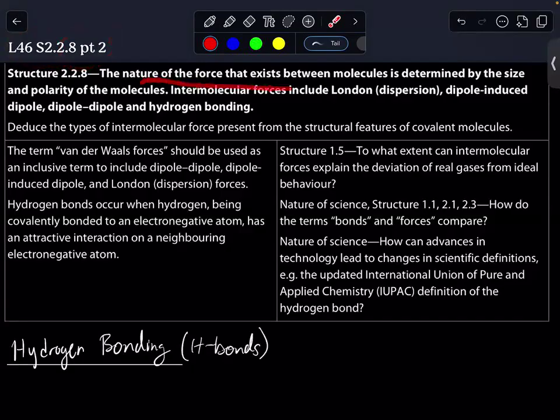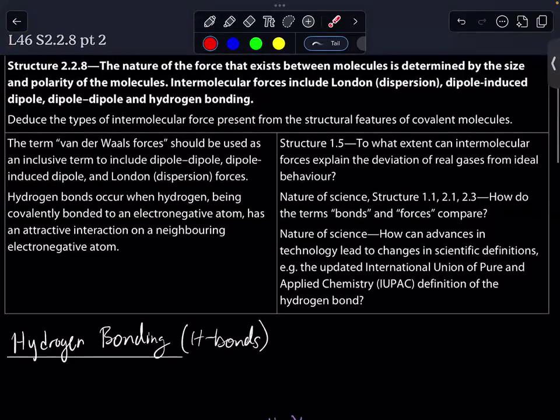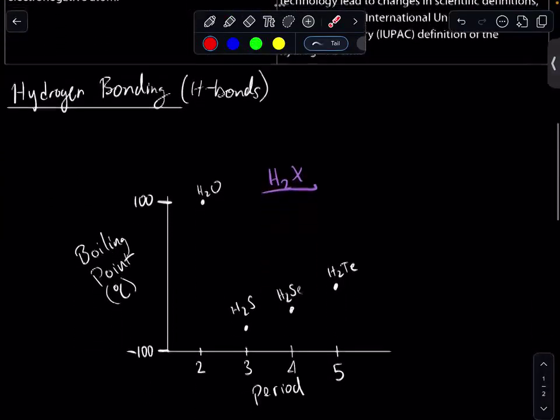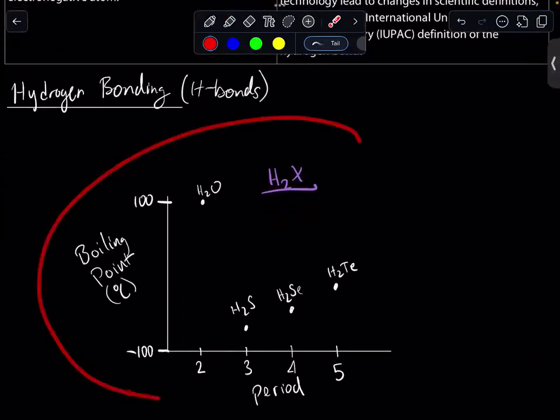So we're still going over the nature of the forces that exist between molecules, specifically intermolecular forces. And as this is part 2, we're covering only hydrogen bonding. We'll talk about the specific situations in which hydrogen bonding occurs. So hydrogen bonds, or H bonds, exist in a variety of things, and they exist a lot in nature. So let's start with just a little bit of background.